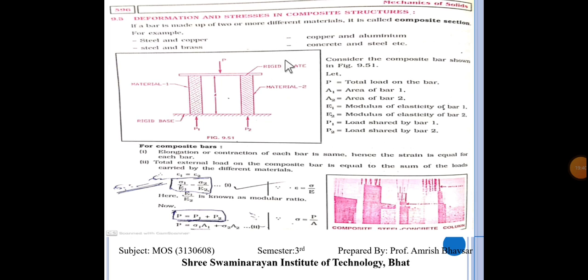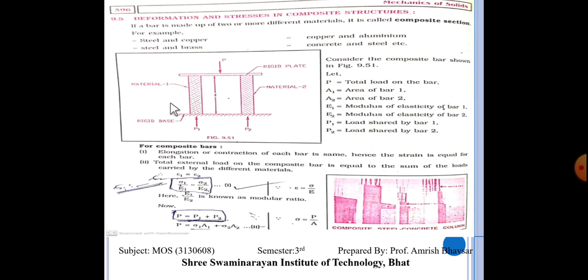Another most important thing is deformation and stresses in a composite structure. Here it is the composite section. Whenever we apply force on this particular section, both materials elongate parallel to each other. When we apply compressive force, then both materials are compressed. So the deformation of both materials is the same. So we can say that epsilon 1 is equal to epsilon 2.